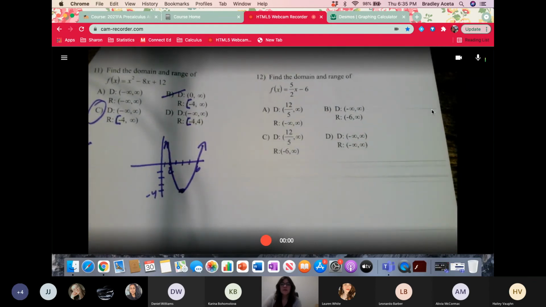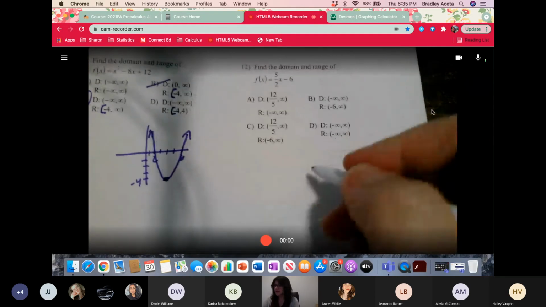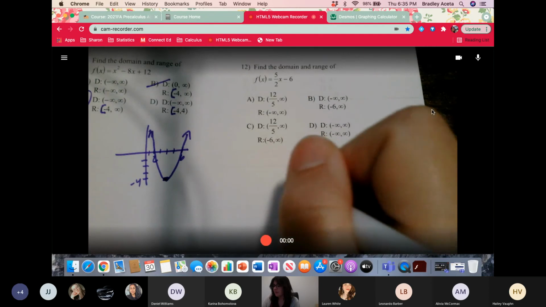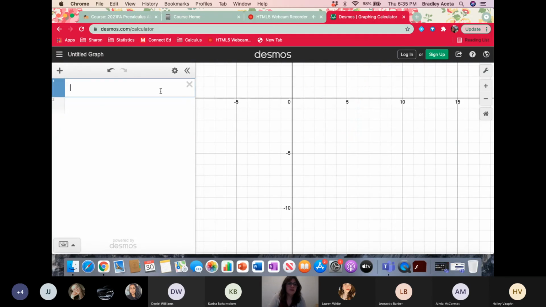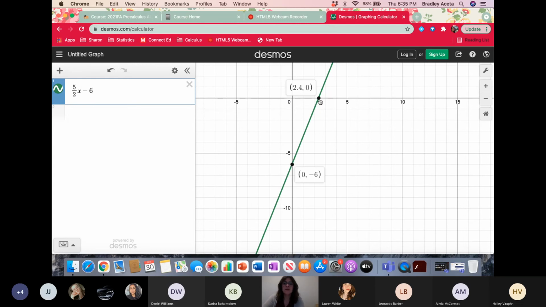All right, and last but not least, what's the domain and range of 5 halves x minus 6? You really should know that this is going to make a linear line, but we'll put it into the calculator anyway. So like I said, I know you get a calculator. 5 halves x and then minus 6. There we go. And you got zeros at 0, -6, and 2.4. So what is the range and what is the domain?